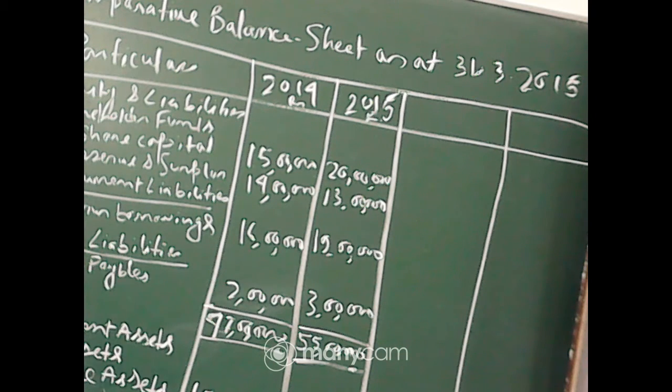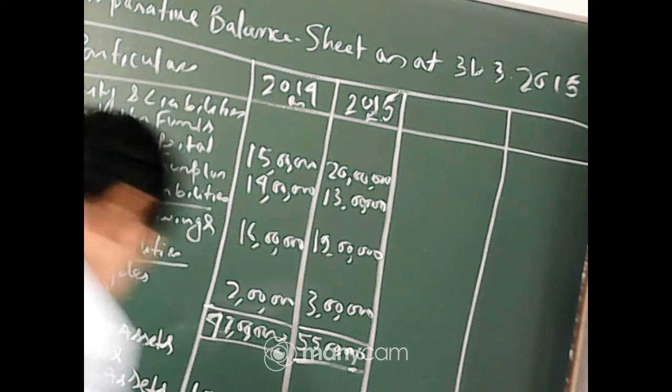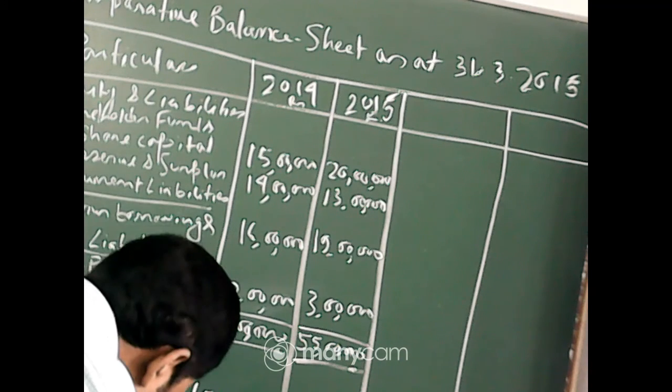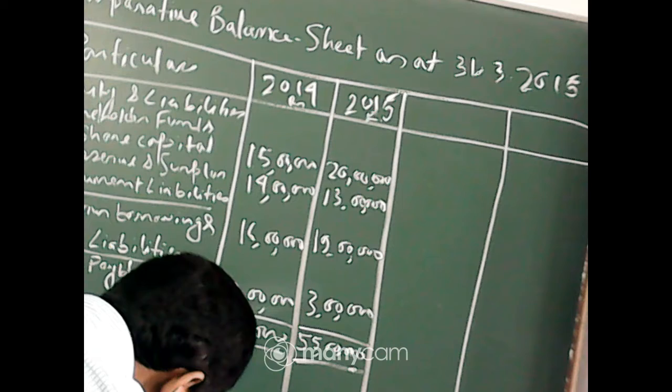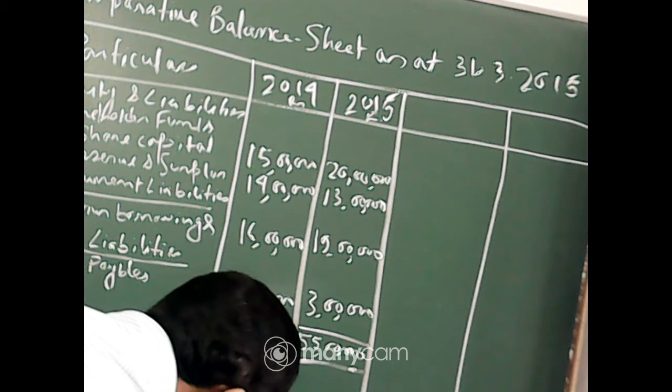Now there is no non-current asset. Number 2 is a current asset. Under current asset there is inventories. Inventories means stock and consumable goods. That is last year 14 lakh and this year 13 lakh.